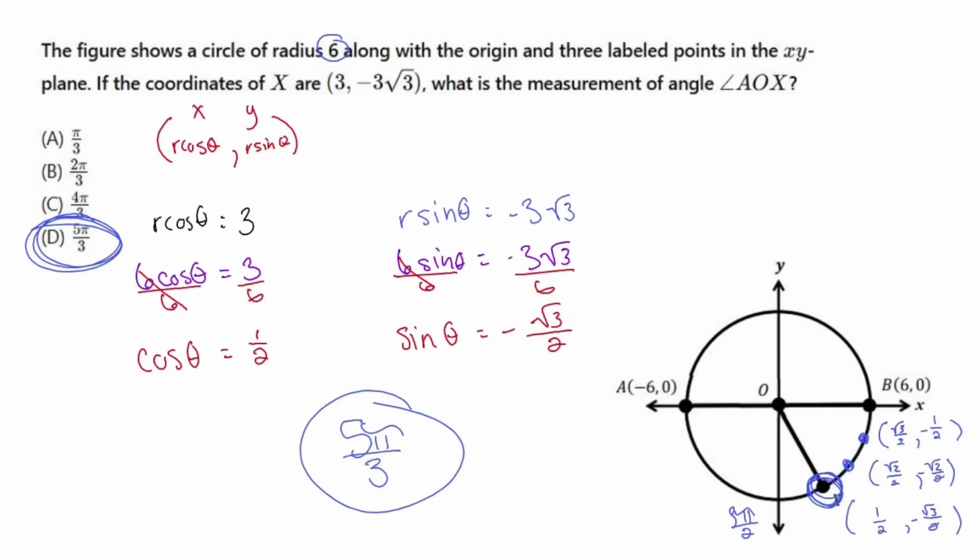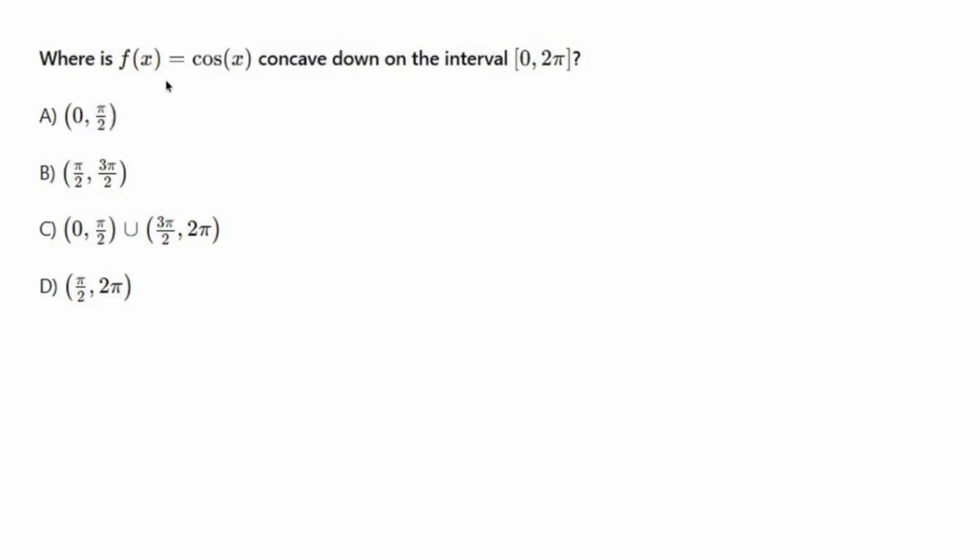Crazy stuff. Where is f of x equals cosine x concave down on the interval between 0 and 2 pi? Let's graph cosine x, shall we? Cosine x starts up here, goes down, comes back up, repeats. All right, now let's label everything that we know. If it's a regular cosine x, it starts up here at 1, bottoms out at negative 1.